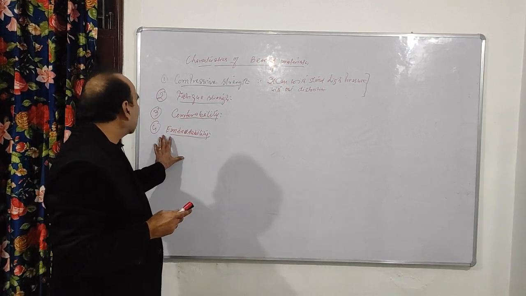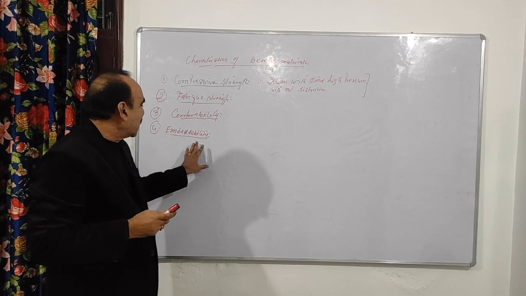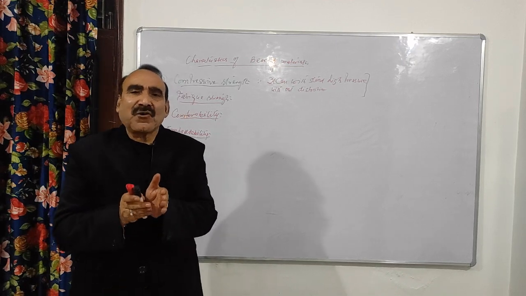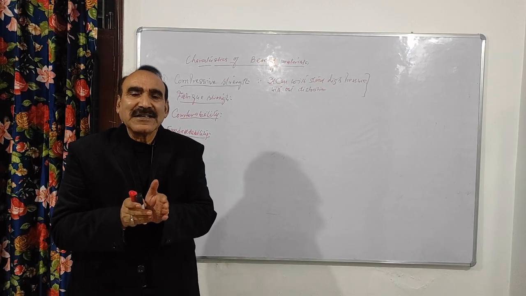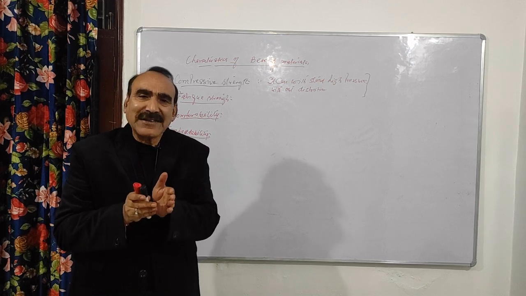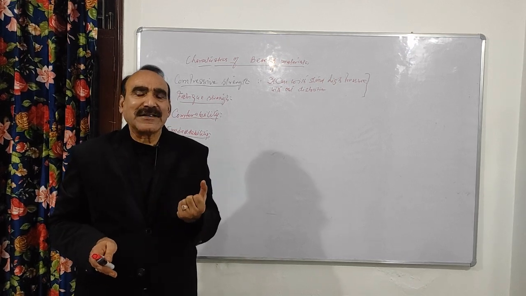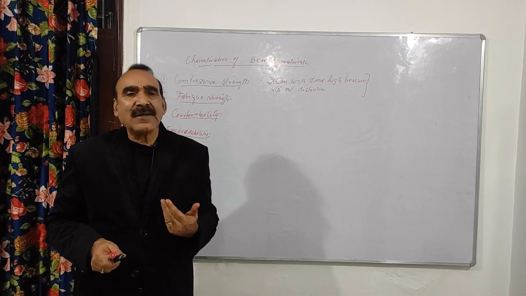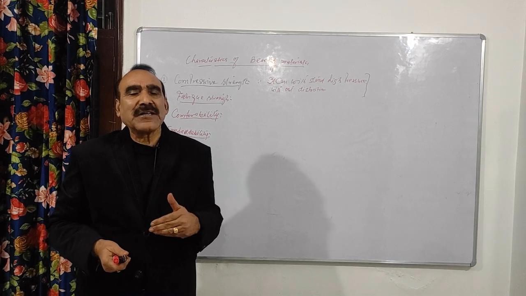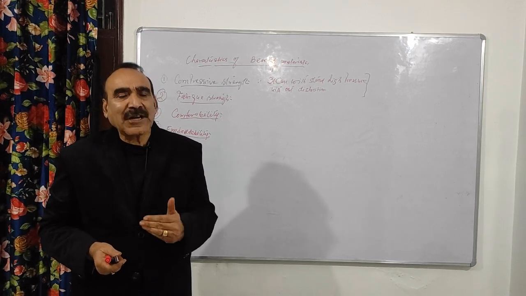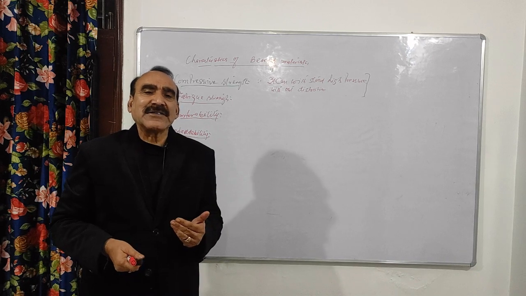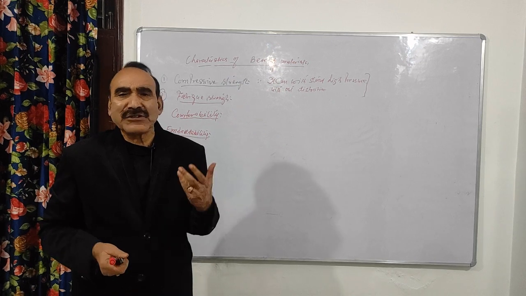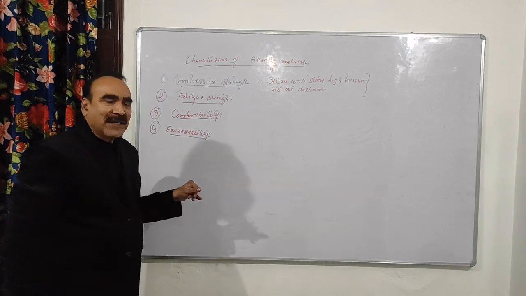So this property, embeddability, means that it will embed the dust particles or any other foreign particles which are there. The bearing material should be like this, that it will embed these particles in itself, so that the journal or the shaft which is rotating at a very high speed is not affected by the dust particles or the foreign particles, and it will not give any damage or scratch to the shaft, right? So this is your embeddability.